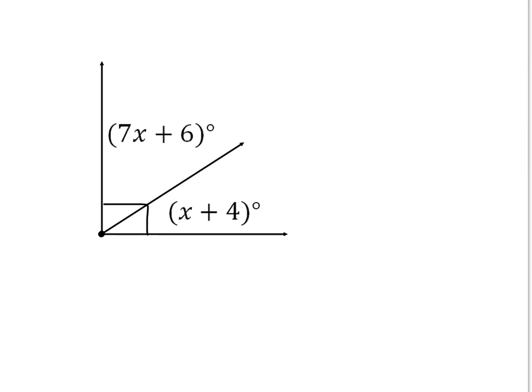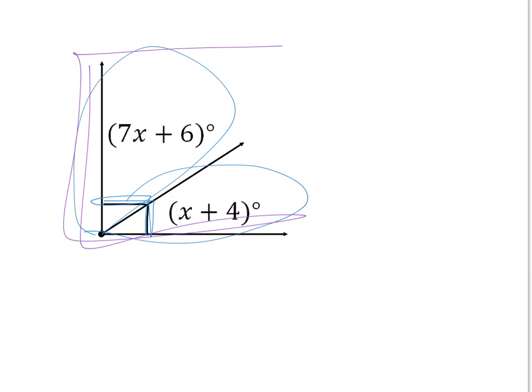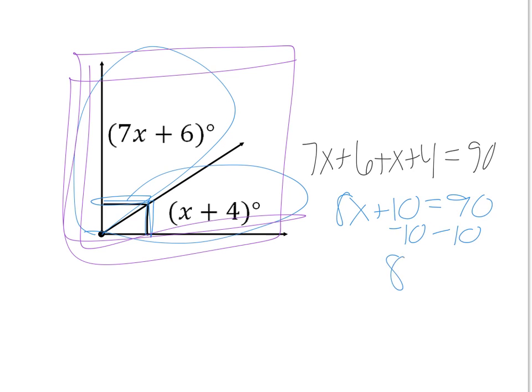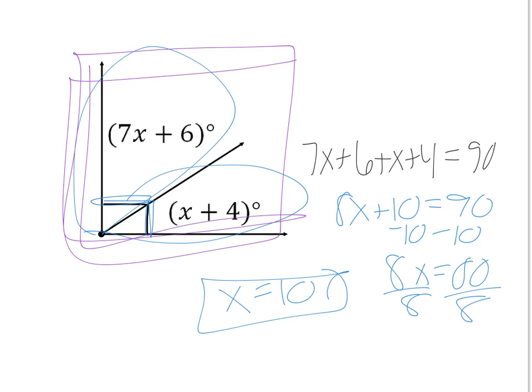Same idea. This means it's a 90-degree angle, so we know that if we add the little part of the angle plus the little part of the angle, we'll get a big part of the angle. Okay, so we're just going to add those pieces together, and we're going to set it equal to 90. In this case, we combine like terms, so we'd have 8x plus 10 equals 90. Subtract our 10 from each side and get 8x equals 80. Divide by 8, so x equals 10.